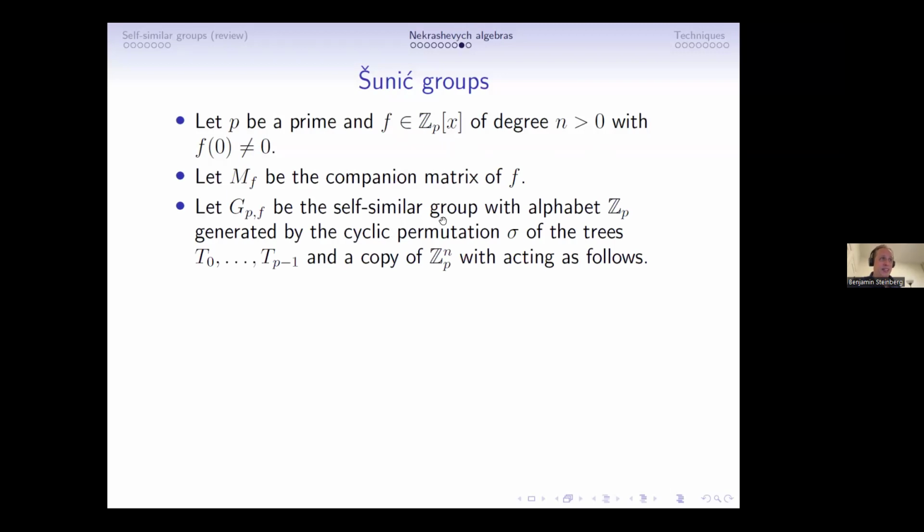And GPF is going to be the following self-similar group. Let me see, am I able to write on the screen to try to draw a picture? Let's see, I think I can draw on the screen. I'm going to try drawing on the screen. We're going to see how this goes.